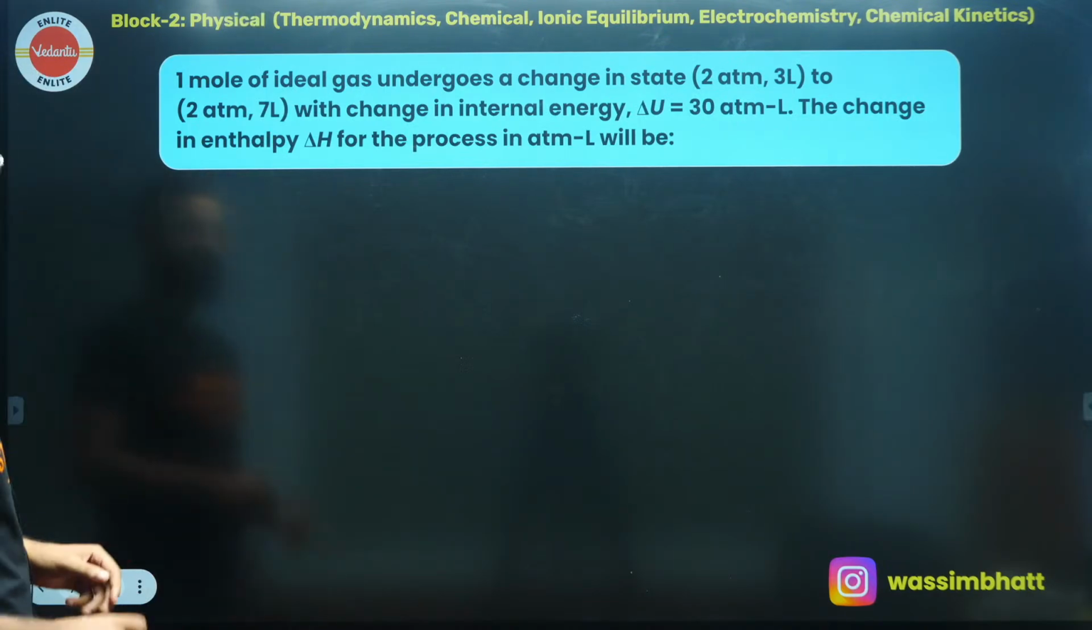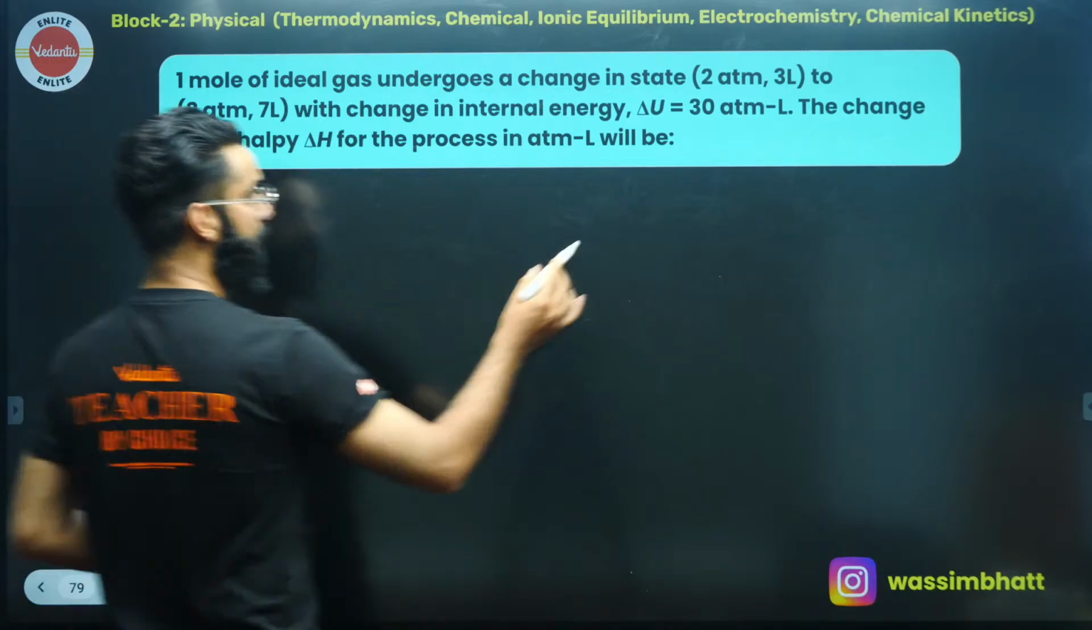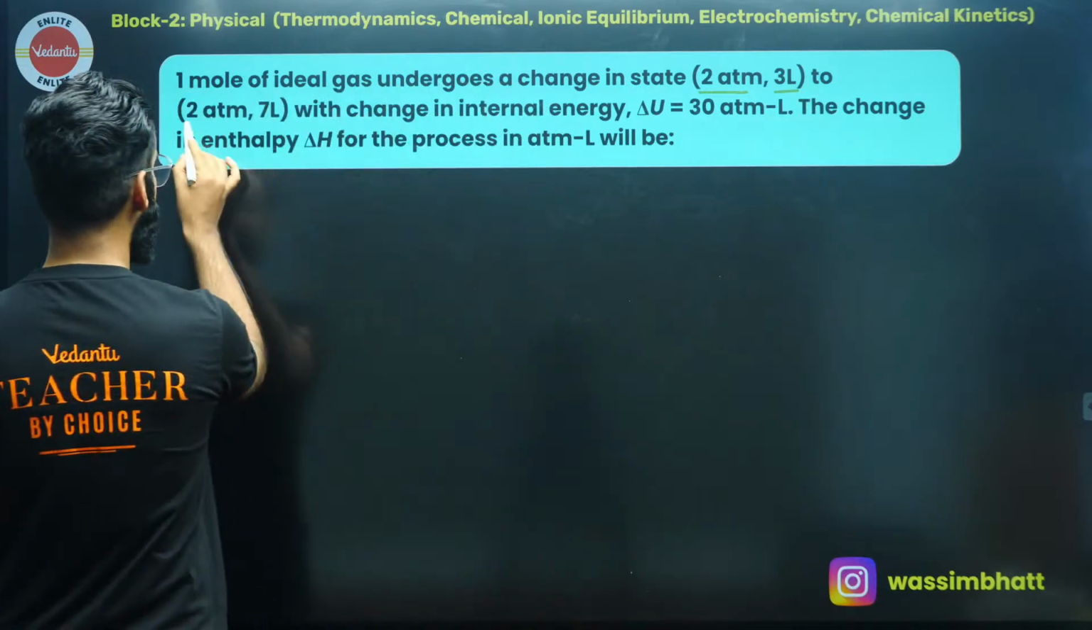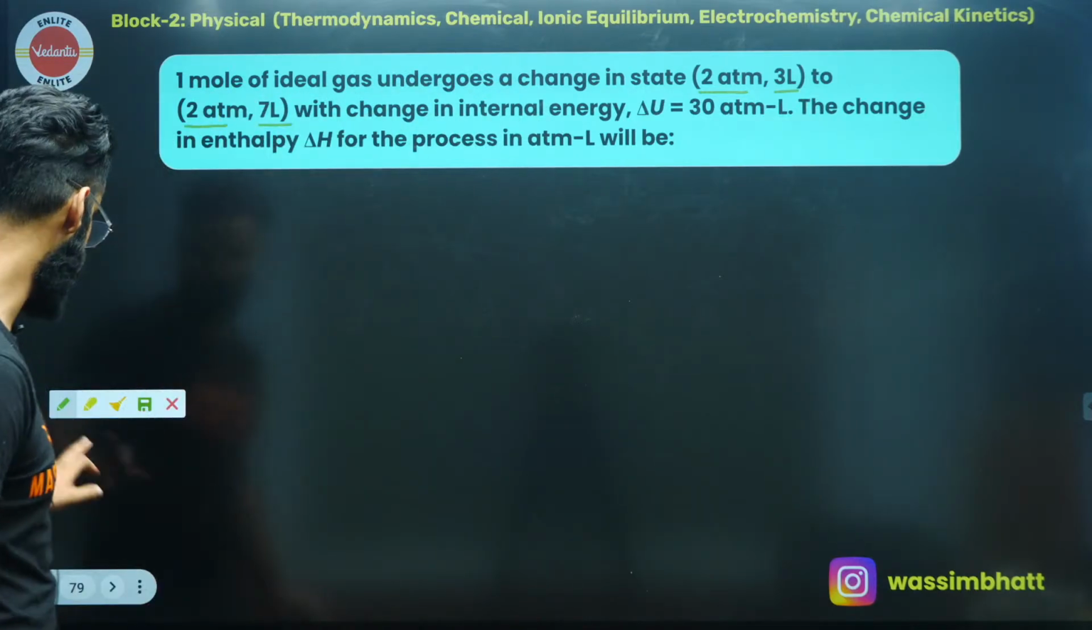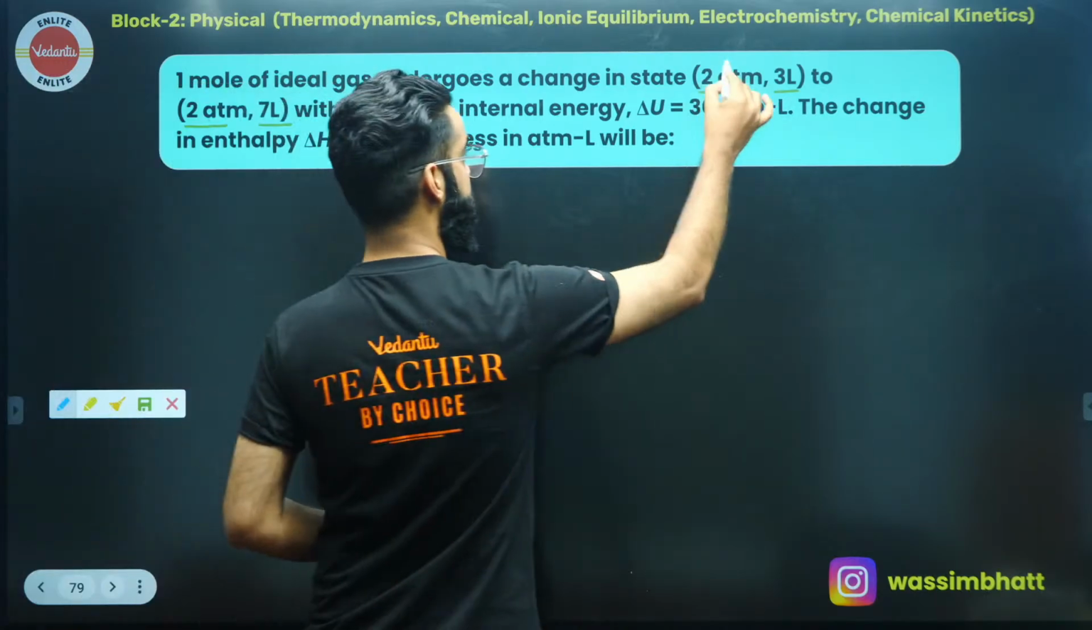One mole of ideal gas undergoes a change in state. The ideal gas has initial state parameters of 2 atm and 3 liters, and final state parameters of 2 atm and 7 liters. Since the state of the system is changing, but if you see, the pressure of the system is not changing.